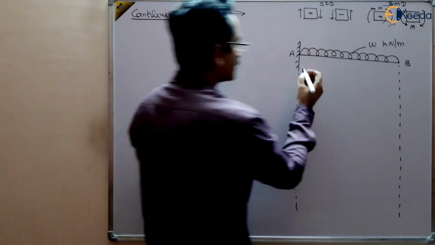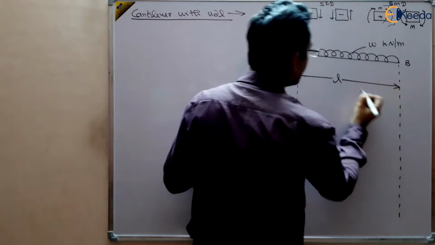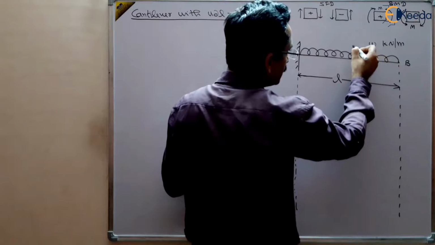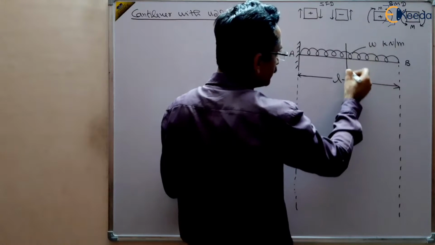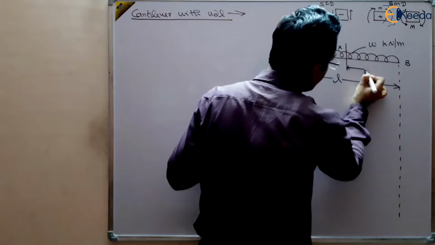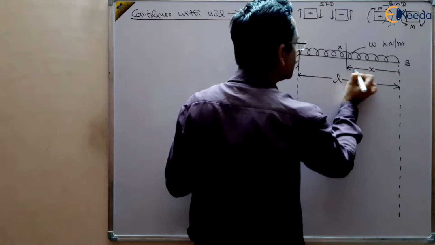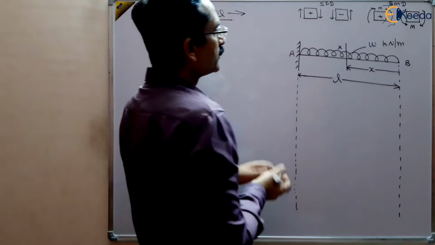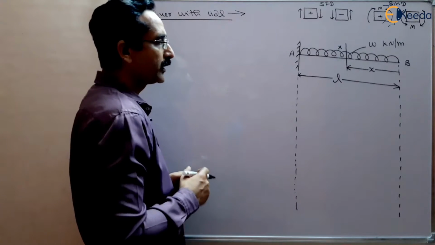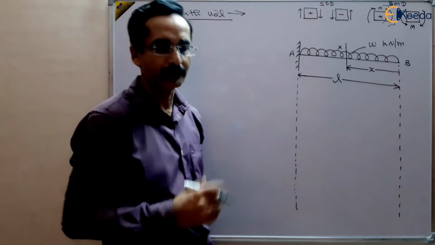So suppose the length of the beam is L, and we are taking any cross section, say like this. At any point you can take. So suppose this is a cross section, at a distance X from the free end. At this cross section, we want to find the value of shear force and bending moment, and we will utilize that value to draw the shear force and bending moment diagrams throughout the beam.